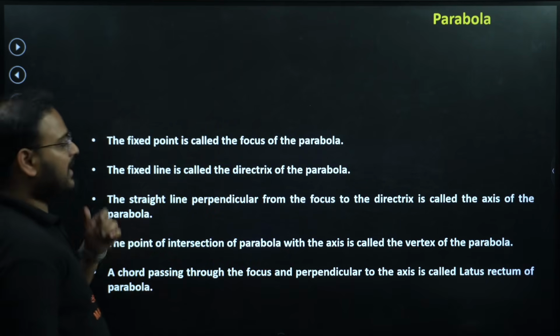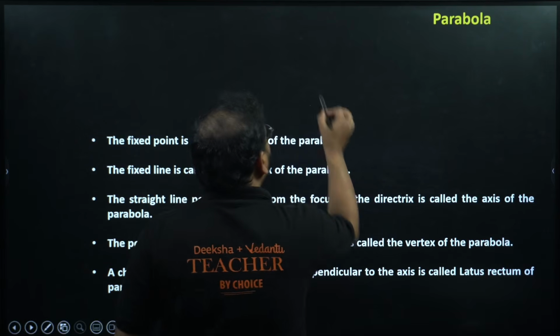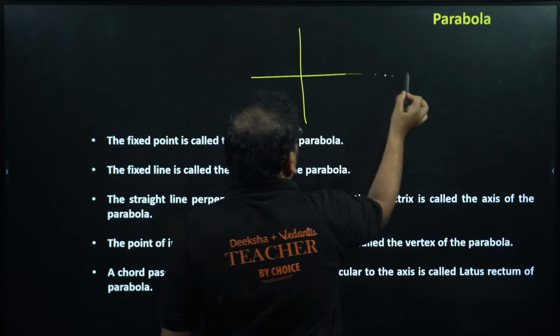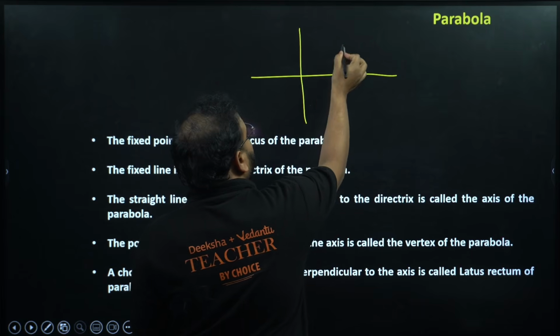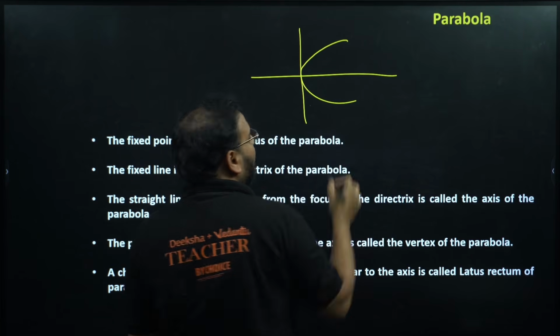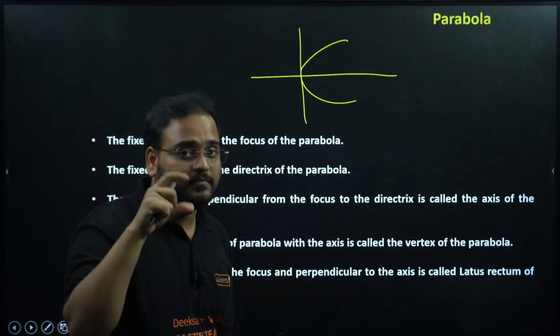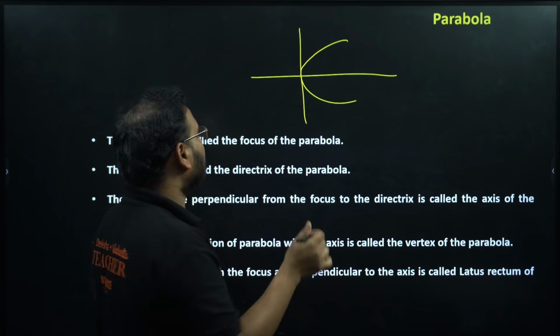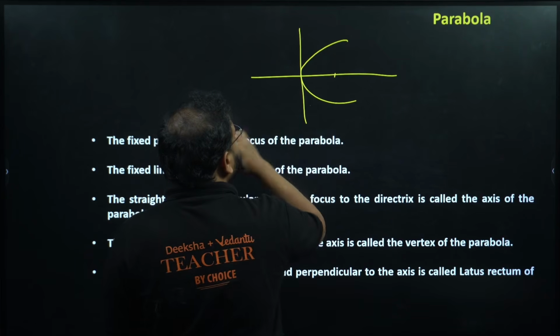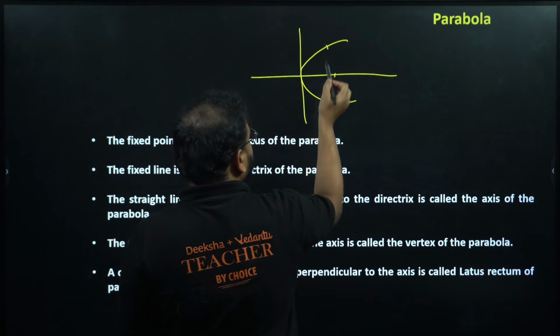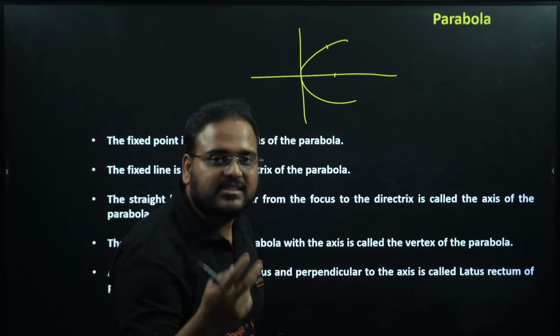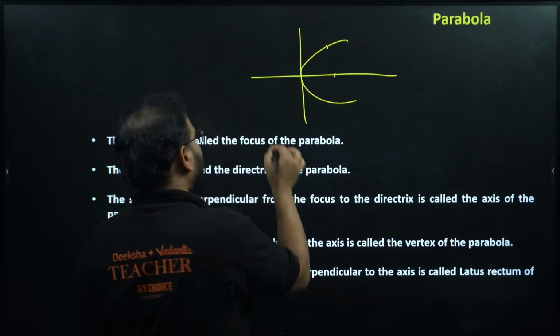Next, parabola. What is a parabola? Very simple. In the previous case of a circle, what did we say? We said the locus of a point which is always at a fixed distance from the given fixed point. In this case, we talk about the locus of all points which are always at a fixed distance from a point and from a fixed line.